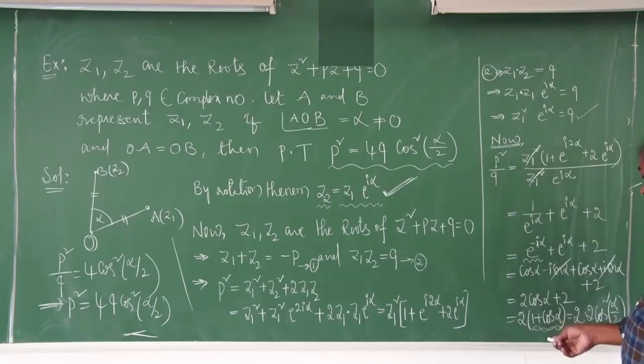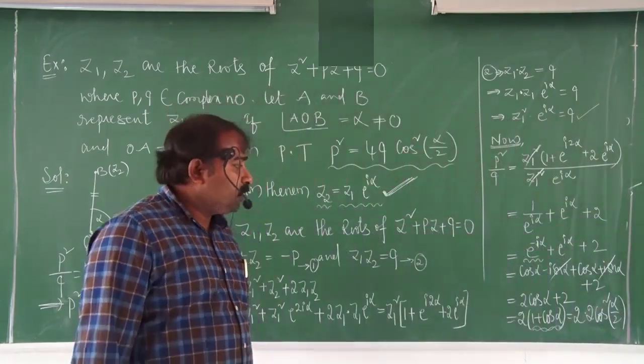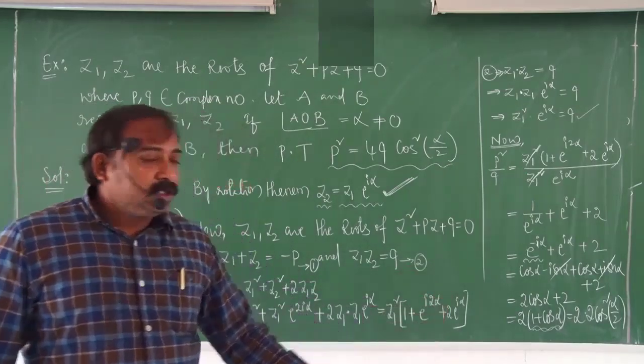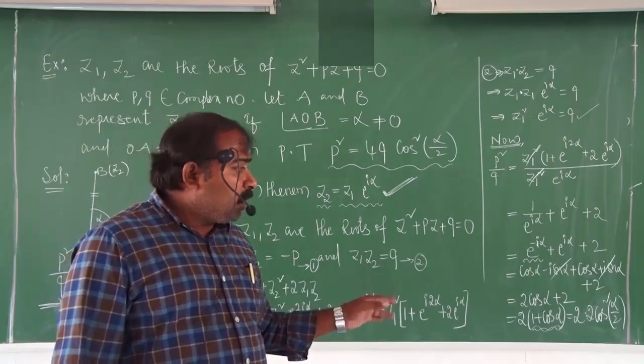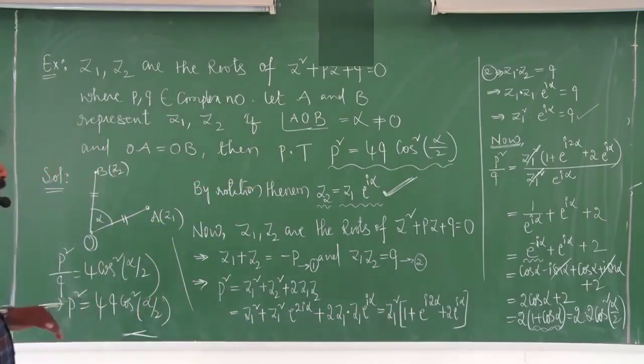What is the value of the 1 plus cos alpha formula? It is 2 cos square alpha by 2. So 2 is already there, and one more time you get 2 cos square alpha by 2. So the total value is 4 cos square alpha by 2. Hold this value. p square by q is equal to 4 cos square alpha by 2.